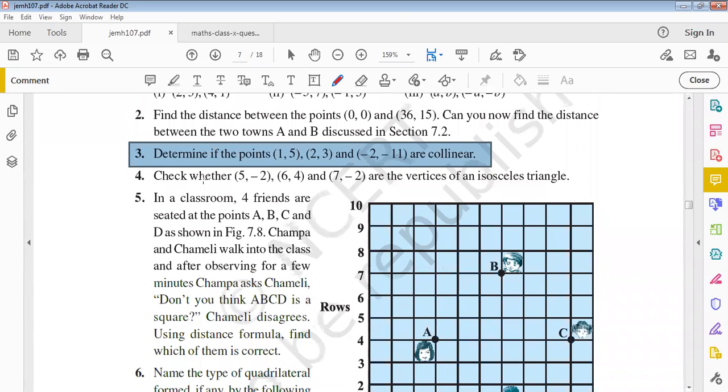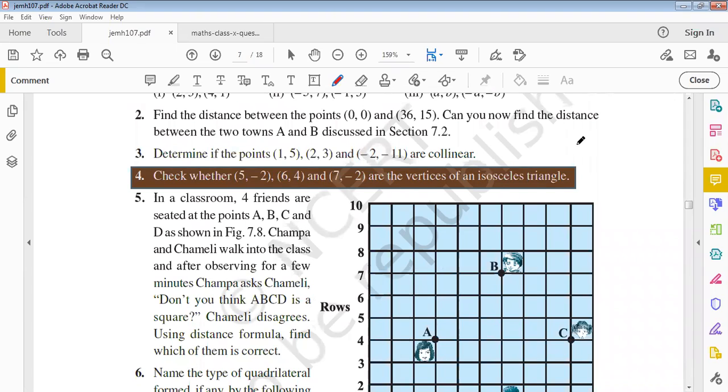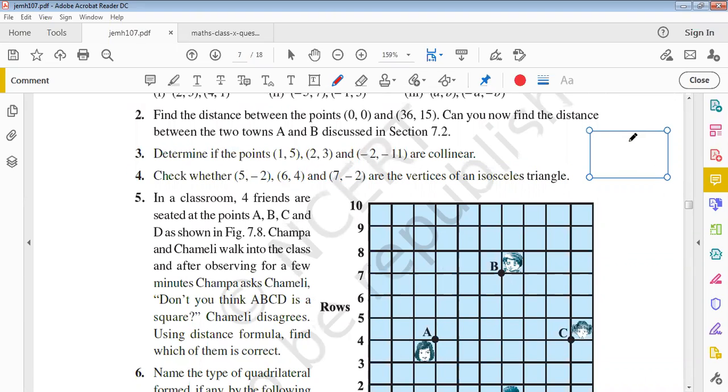Check whether these are the vertices of an isosceles triangle. What you are supposed to do is draw a sample triangle and name the vertices A, B, C. This point is A, this is B, and this is C. You take all these A, B, C.